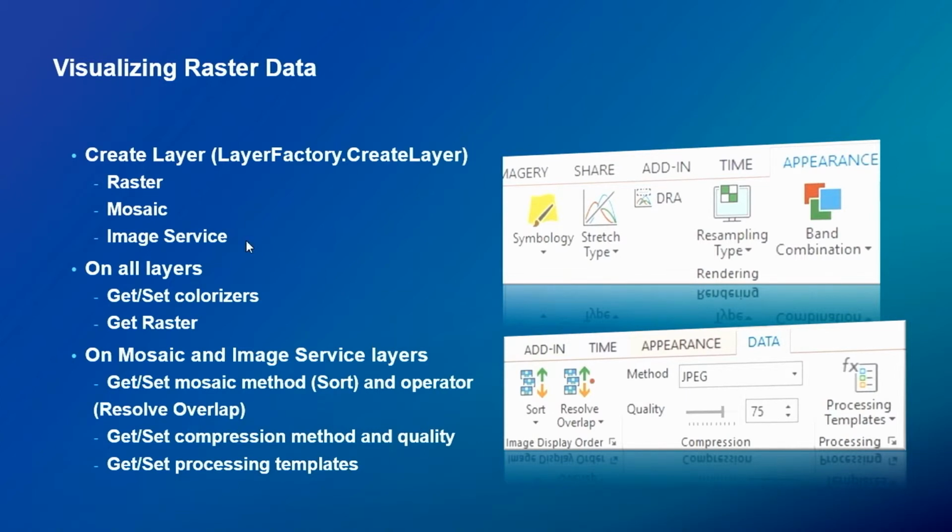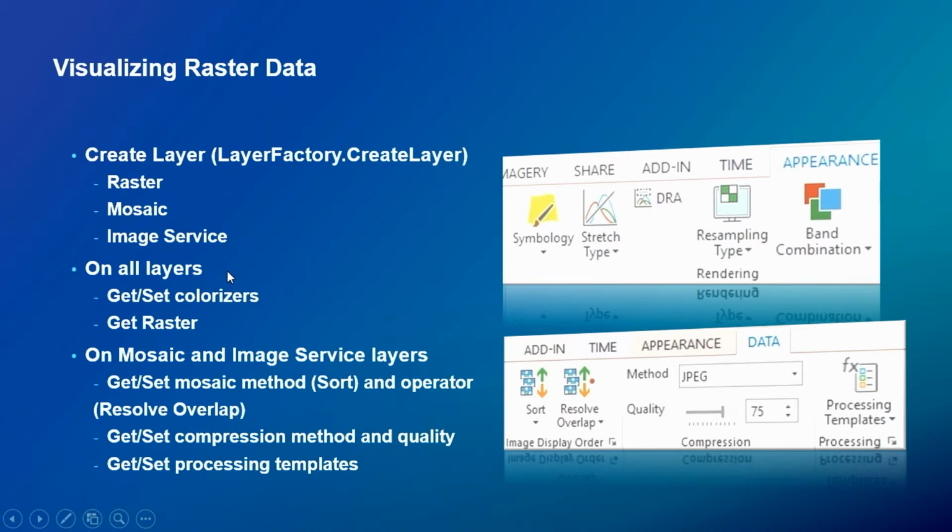So next step, once you have the data in the map, you want to be able to control how it's visualized, right? And so on all the layers, we have the ability to control visualization in the form of colorizers. So you can get and set colorizers on all these layers. These colorizers, if you've worked with rasters or imagery in Pro, allow you to basically control how the image is rendered. So you can control everything from the band combination for multispectral data, to the resampling type, which is used to do the rendering. You can control how the data is stretched and where you get the statistics from. So we'll talk about colorizers a little bit more in just a second.